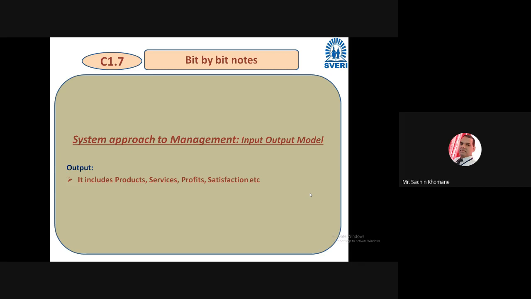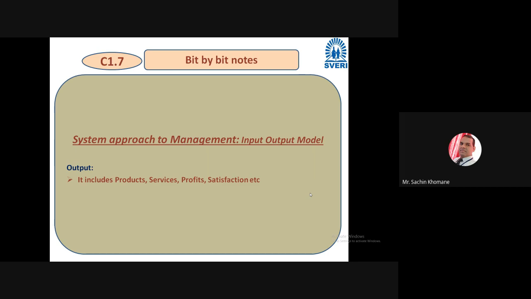So in the exam, the question is like this: what is the input output model in system approach, or explain system approach with the help of the input output model? You have to draw a chart, you have to give an example of what is the system, what is the management, and you have to give the contents of input, then the transformation process and output, right? So this will be the explanation of it.